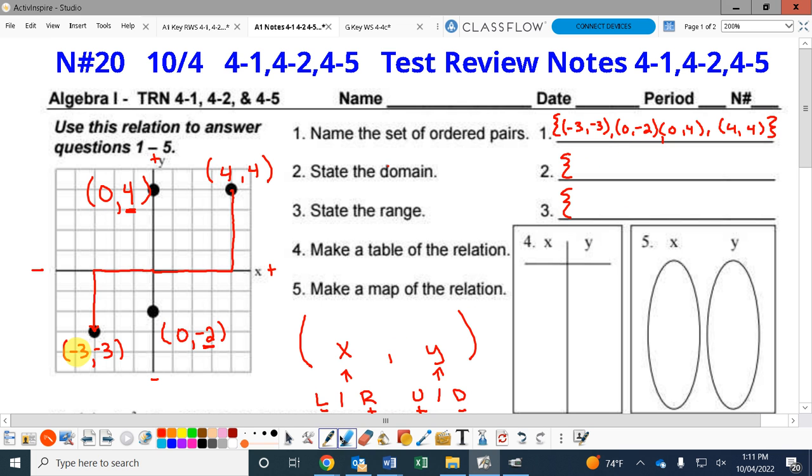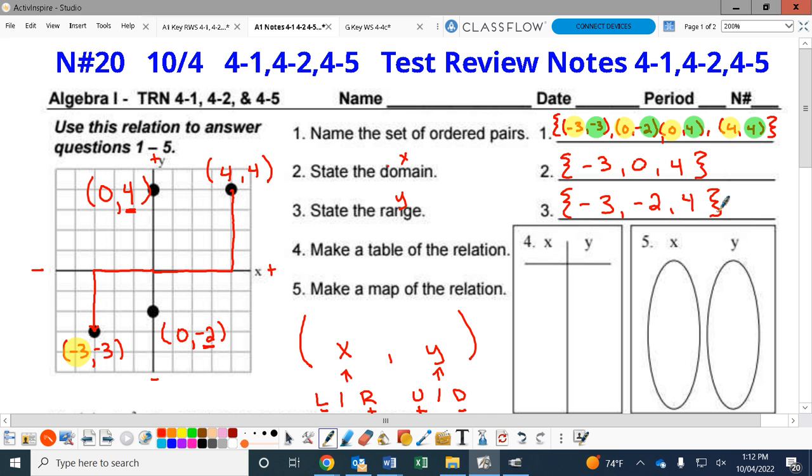Guys, what's the domain? All the what? X's. What's the range? All the Y's. So the domain is going to be all of these. What don't we do, though, in the domain? Repeat. So when you write these, you're going to write the -3, then the 0, then the 4, and close your brace. To do the Y's, to do the range, you're going to do all the Y's, but they also have a repeat in them, and we're not going to write the repeat. So we're going to write it as -3, -2, and 4. And you do not repeat the 4.